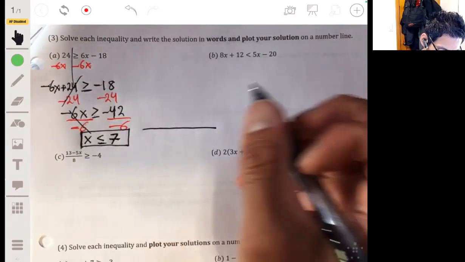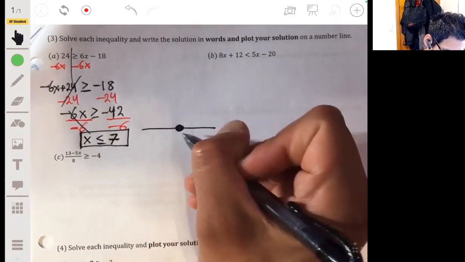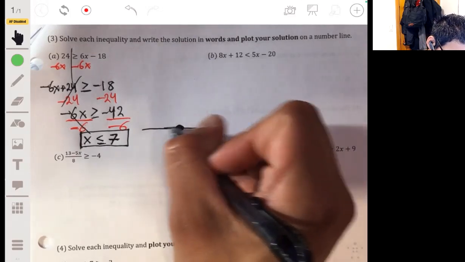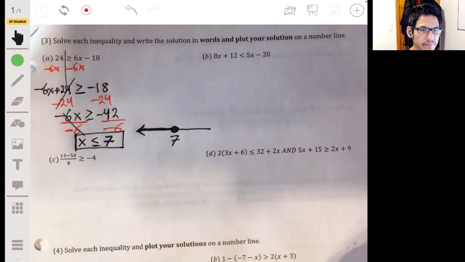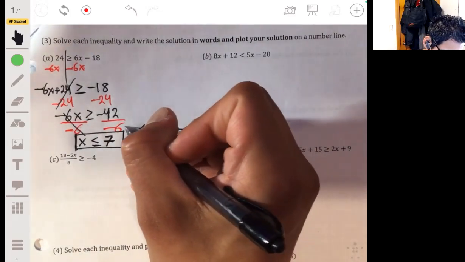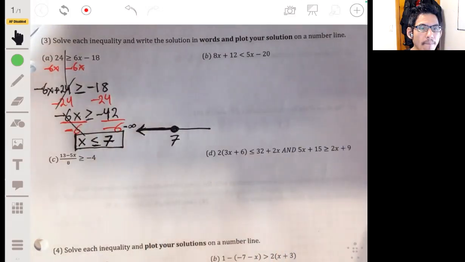And so on a number line, it'll be a closed circle on 7. Arrow to the left like this. And this will be towards negative infinity.